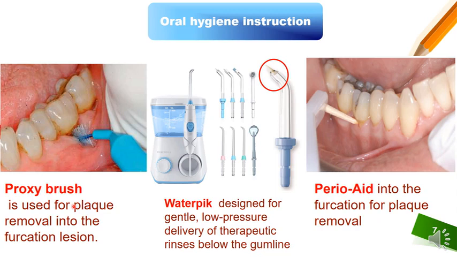Also, we have the water pick. This device is designed for low pressure delivery of therapeutic rinses below the gum line. It comes with different heads, so we instruct the patient to use the head that is suitable for his status. Perio-Aid is also used in the furcation to remove plaque. This is the Perio-Aid.